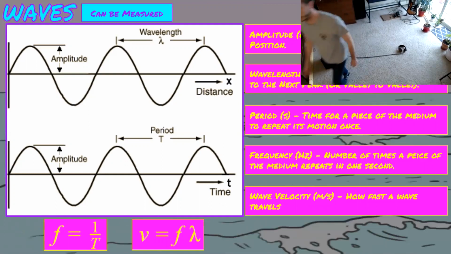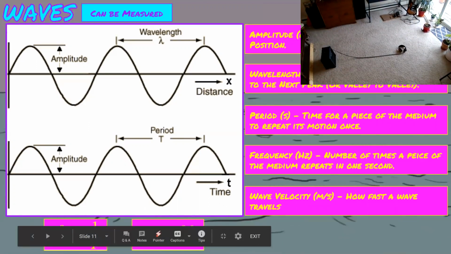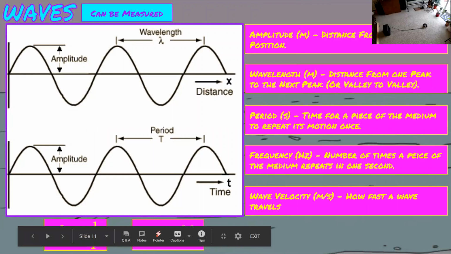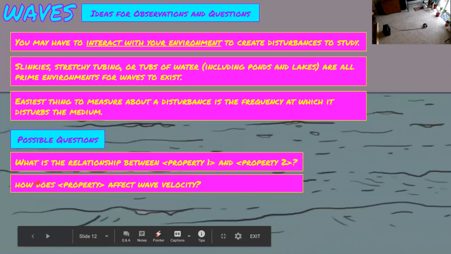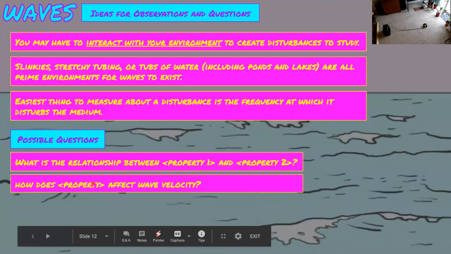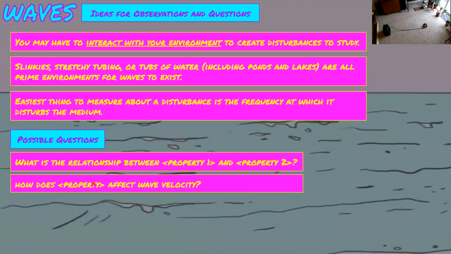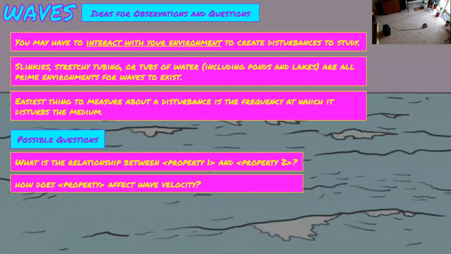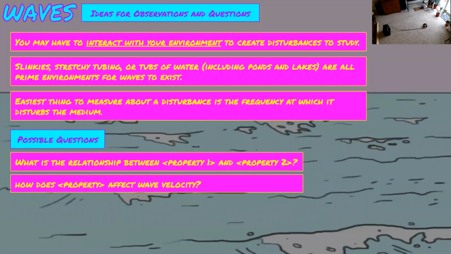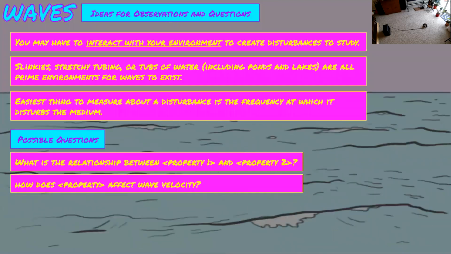So think about the relationship between different variables and how you can figure out what that relationship might be. And you could also think about how some property of the medium affects its wave velocity. Maybe you want to study the wave velocity in different mediums. Maybe you want to look at what is the wave velocity through water, what is the wave velocity through a slinky. You can compare things like that as well.